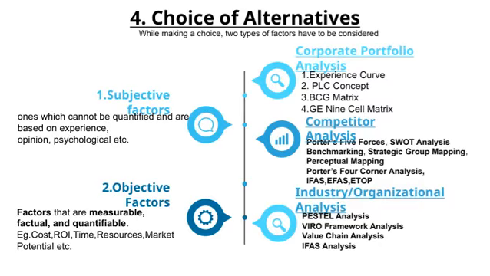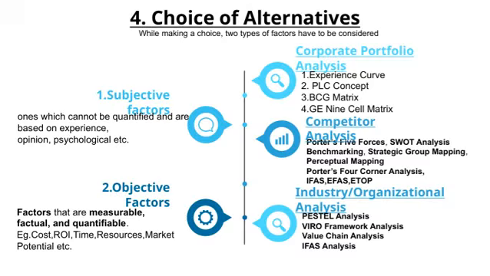Let's take a closer look at some of the key analytical tools used in strategic decision-making. First, we have the PESDEL analysis, which helps us understand the macroenvironmental factors impacting our industry. Then, there's the VIRO framework analysis, focusing on our internal resources and capabilities to create a competitive advantage. The value chain analysis is crucial for identifying where value is added in our operations, and the IFAS analysis helps us assess our internal strengths and weaknesses.